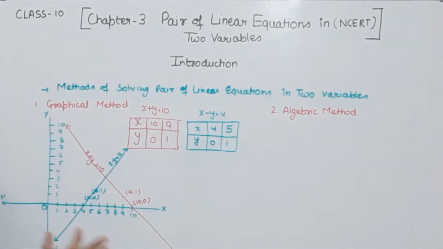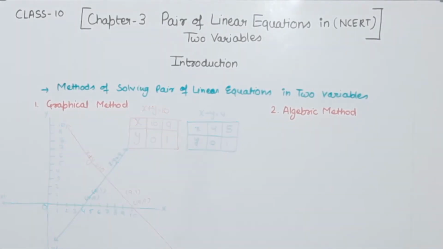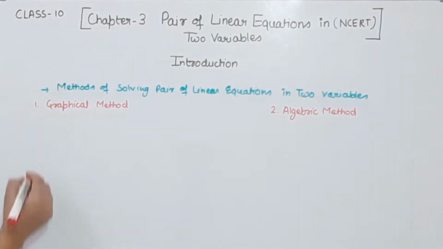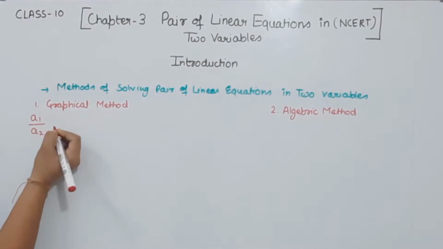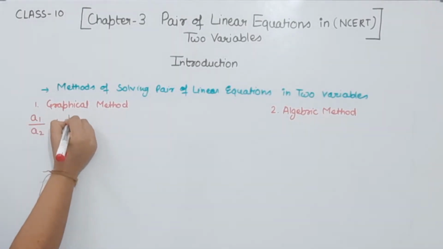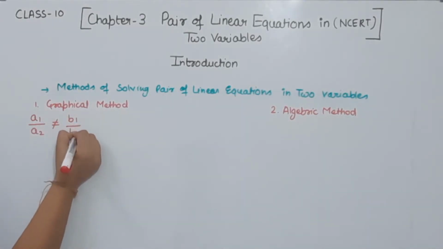So how can we find the consistency of the solution? For that we are going to understand the three situations. In the graphical method we have three conditions for the consistency of the equations. The first one is a1 divided by a2 is not equal to b1 divided by b2.